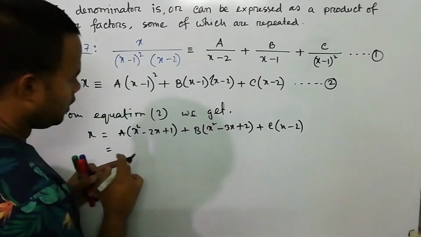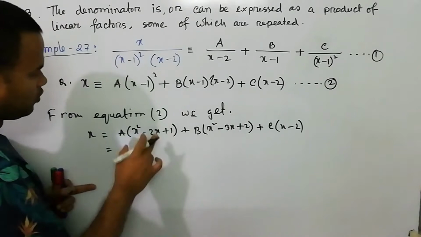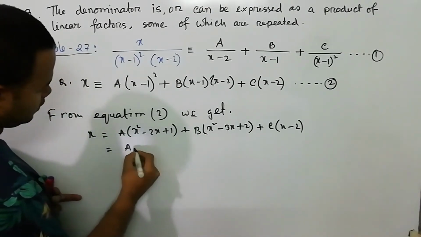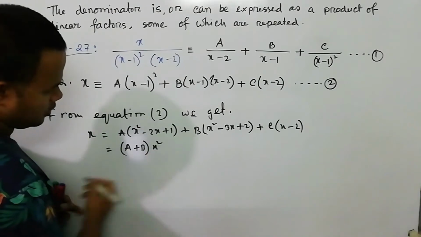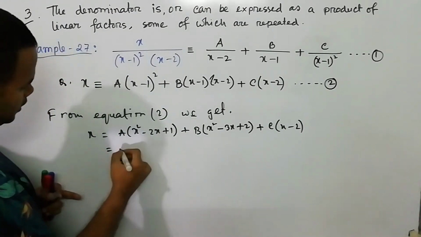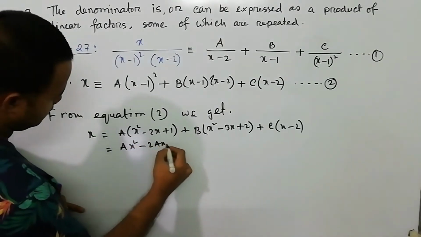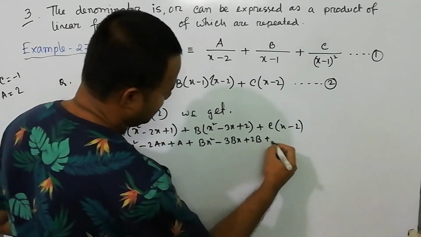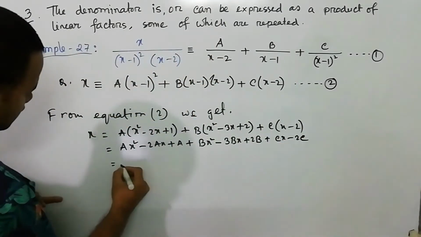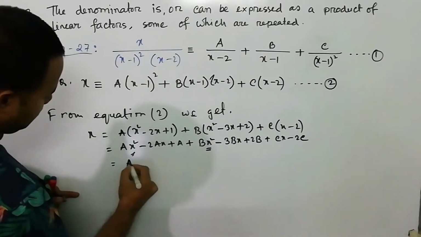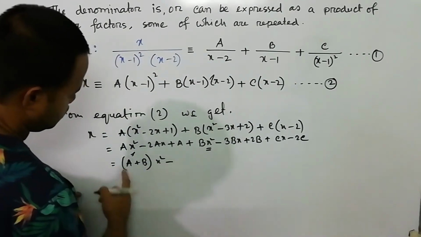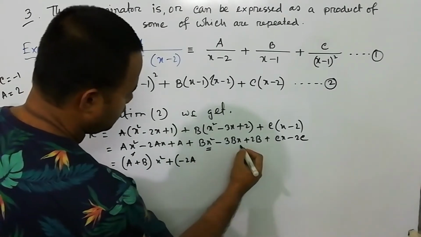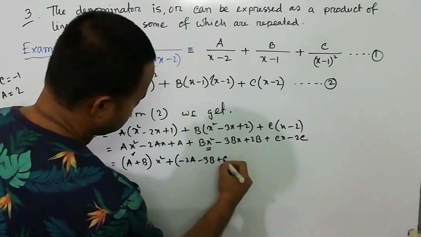Now if we multiply out, we have Ax squared minus 2Ax plus A plus Bx squared minus 3Bx plus 2B plus Cx minus 2C. Now if we take x squared common, we have (A plus B) into x squared, and if we take x common, we have (minus 2A minus 3B plus C) into x.